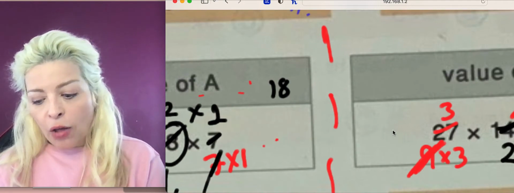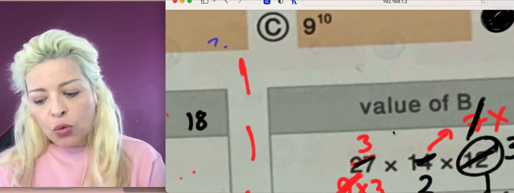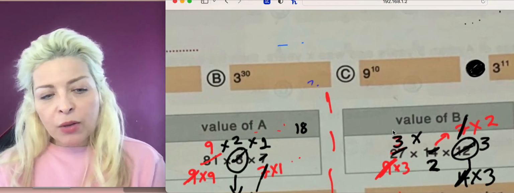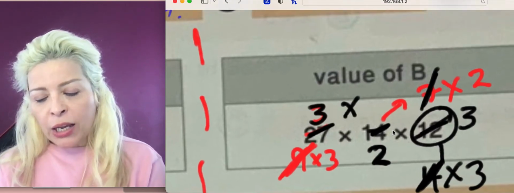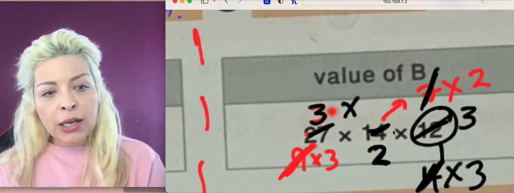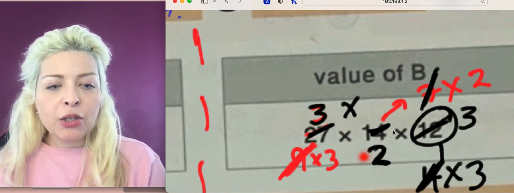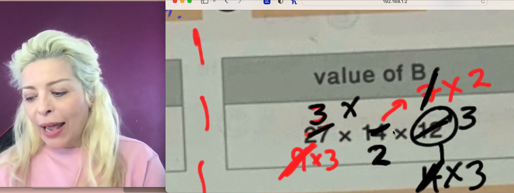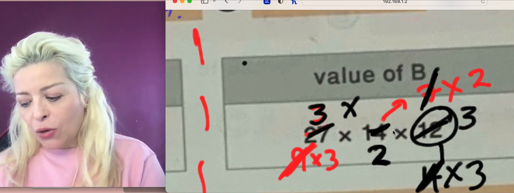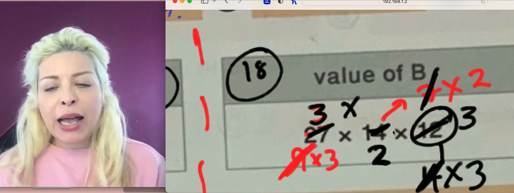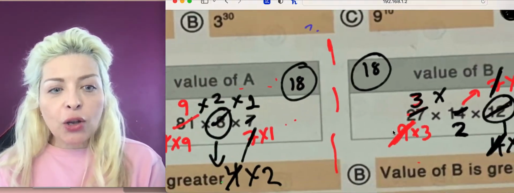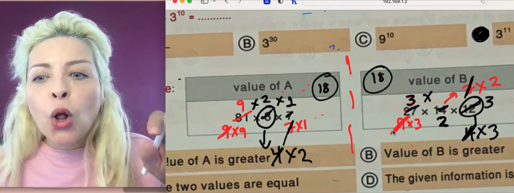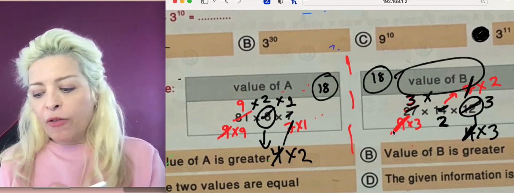Okay? And on this side, let's take a look. The new 27 is 3 multiplied by 2. How much is that? 3 multiplied by 2 will give you 6. Multiplied by 3 will give you 18. So guess what? 18 on the left and 18 on the right. That means the value of A is equal to the value of B.